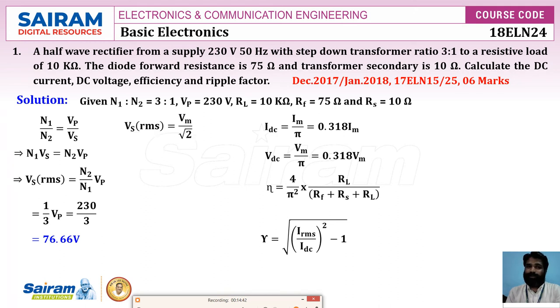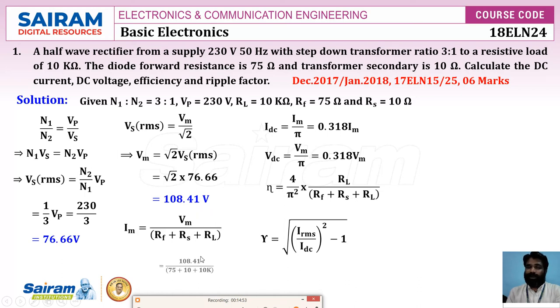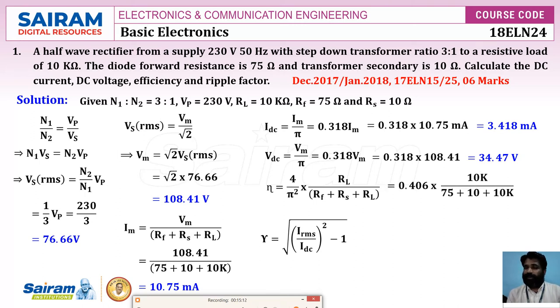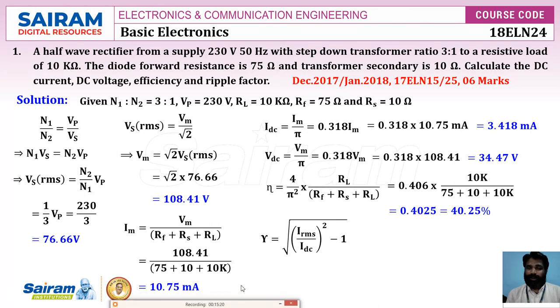So from this we can find the VM value. Okay. So VM is equal to 108.41. That you substitute in the IM expression. So you will get the IM value as 10.75 milliamps. So substitute the IM value in IDC. So this is IDC. Similarly, the VM value in VDC, and this is the VDC value, and substitute RL, RF, RS in the efficiency expression. So this is efficiency, and to obtain the ripple factor, we need to find out the IRMS value.